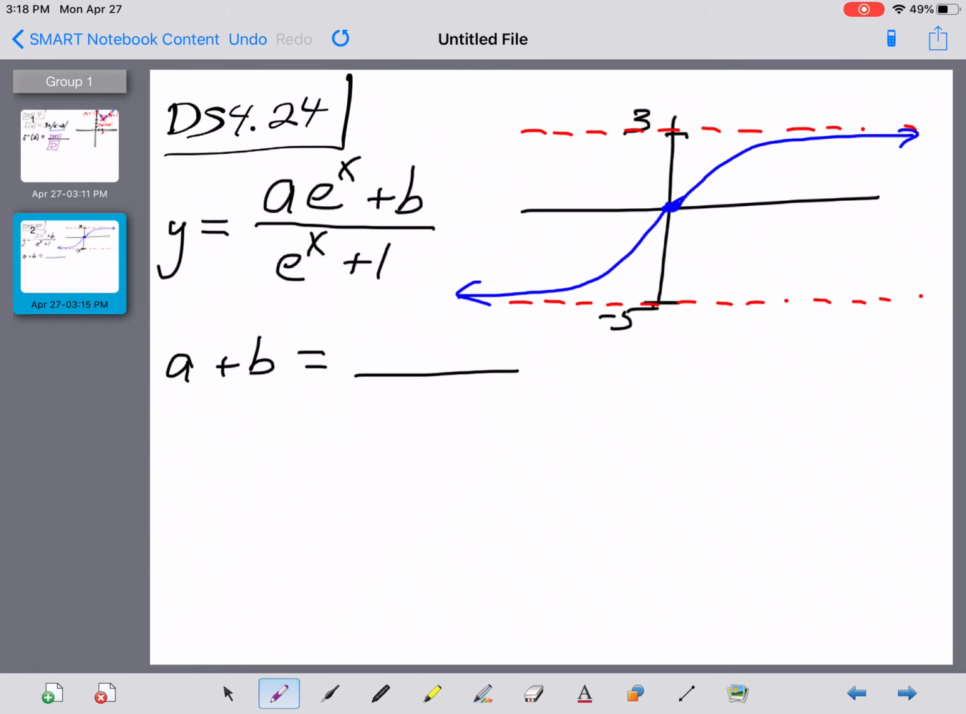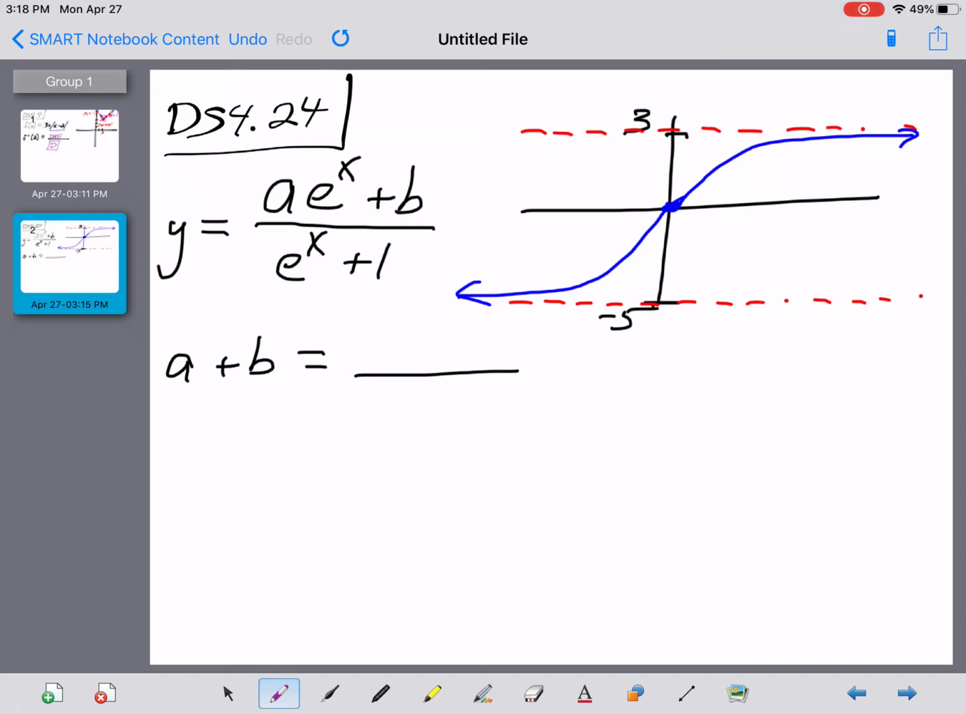Okay, DNS exam 4, number 24 is a really interesting question. They've given you the graph of a function. I don't want to call it a rational function because these aren't polynomials, but it's a quotient function, with exponential functions on both the top and the bottom. And they've given you the graph of it here as well.